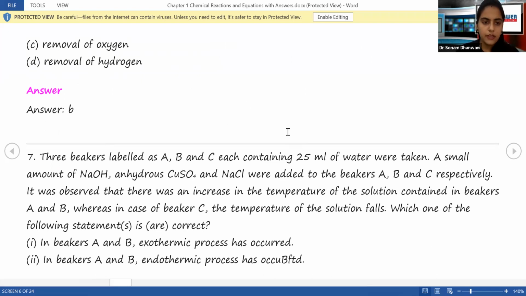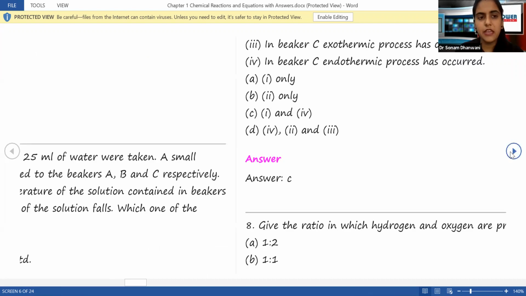Okay. Next, 3 beakers labeled as A, B, C, each containing 25 ml of water were taken. A small amount of sodium hydroxide, anhydrous copper sulfate, and sodium chloride were added to the beakers A, B, and C respectively. It was observed that there was an increase in the temperature of the solution in the beakers A and B, whereas in C the temperature falls, which is correct. Now in A and B the temperature is increasing. Temperature increasing means what is happening? Heat is being given out. Correct. So that means in A and B what is happening?